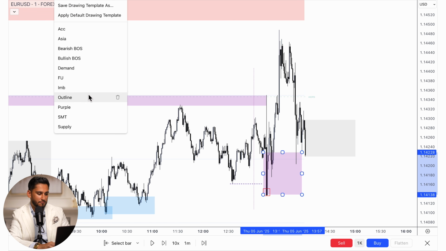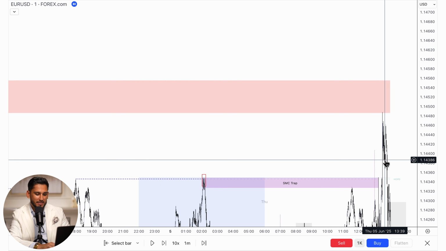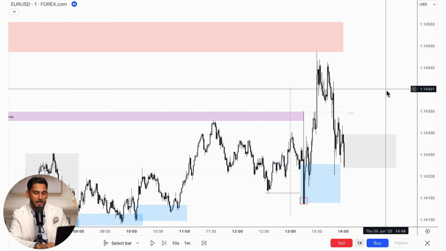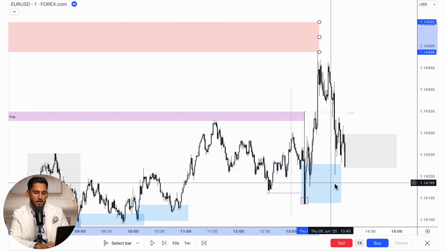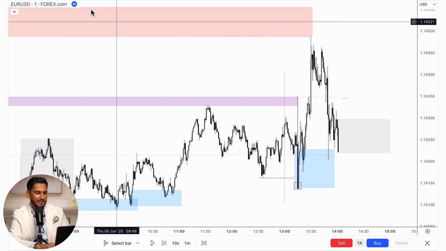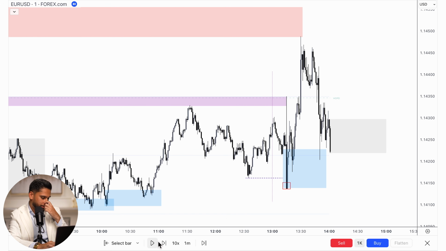So I need to see, have buyers maintained control, or are we now basically in the territory of this supply area? I need to now understand, from this supply zone, are the sellers taking control, or from this inducement demand area, are buyers in control? Inducements are unclear, market structure is unclear. I need to basically not trade this session.